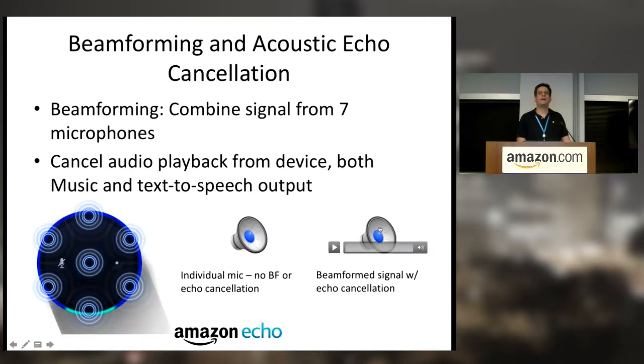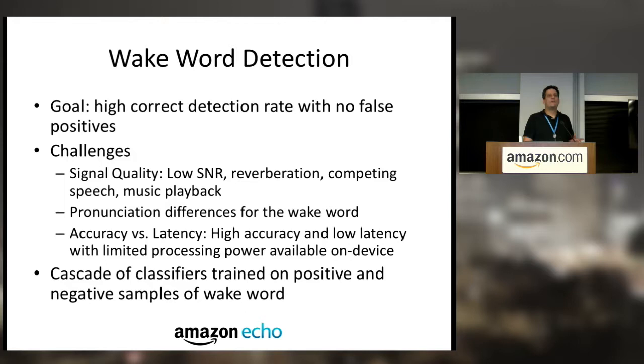So the beamforming and acoustic echo cancellation basically clears the data, mostly clearing the sound that Alexa is making, the music or the speech that Alexa is producing. So now this is how it sounds after the algorithm is running. This is also done using a deep neural network.